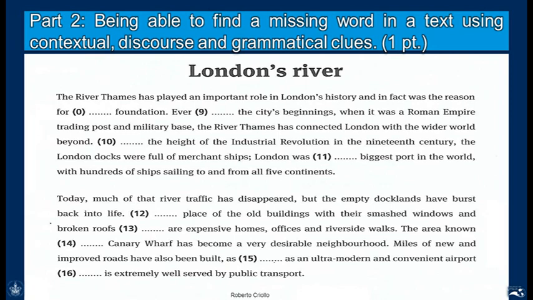The River Thames has played an important role in London's history, and in fact was the reason for its foundation. We need a possessive pronoun for the word London. Ever since the city's beginnings, when it was a Roman Empire trading post and military base, the River Thames has connected London with the wider world beyond. Now, if you see here, we need an indicator of time, and then we have the expression ever since. Ever since is used together to mean that you're talking about a point in the past. Let's continue.